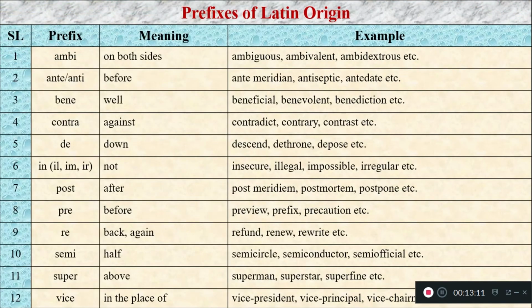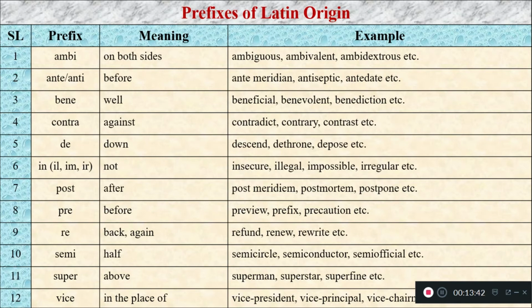The prefix "ambi" means on both sides. For example, ambiguous means having more than one possible meaning. Ambivalent means having two opposing feelings at the same time. Ambidextrous means able to use both hands equally. Ante means before. For example, antemeridian or AM means the time before the noon or 12 o'clock in a day.